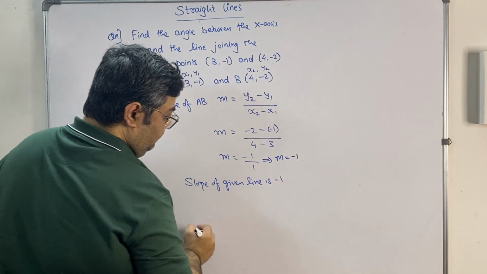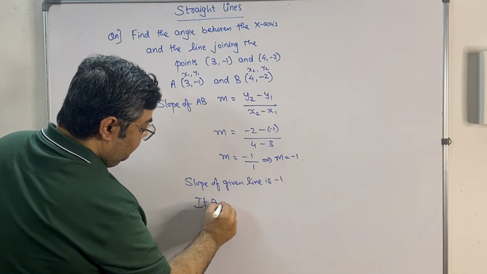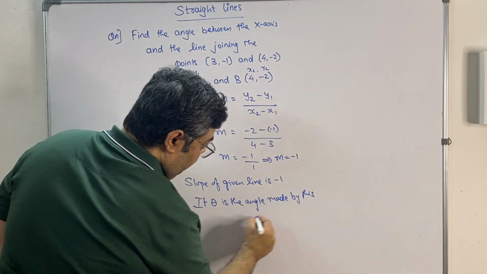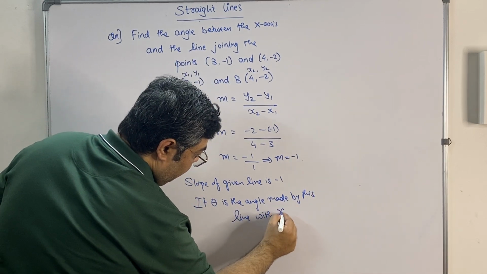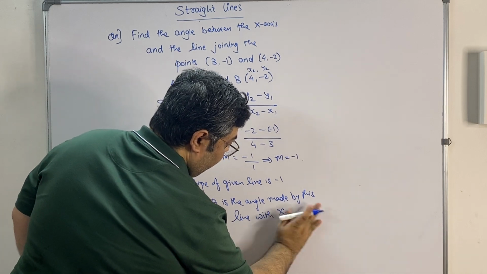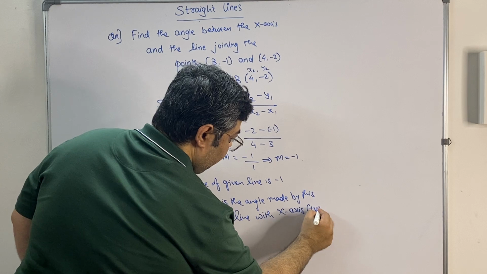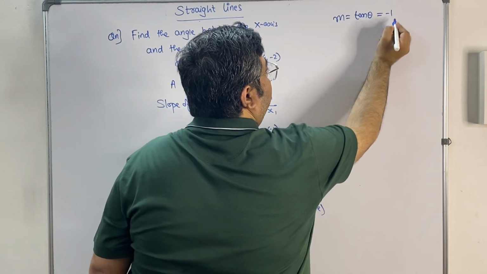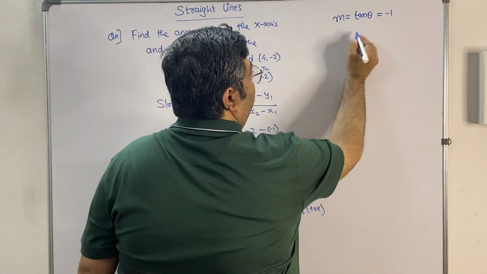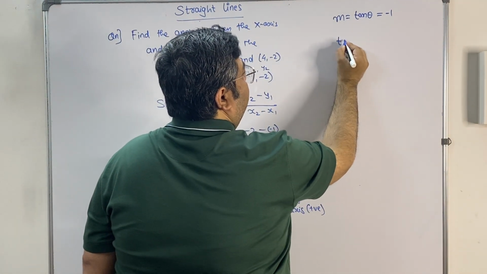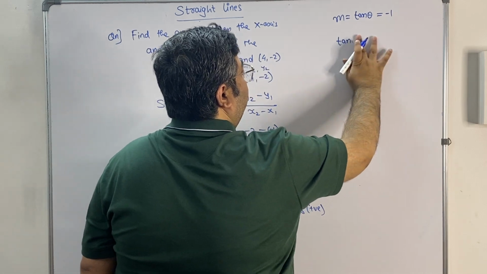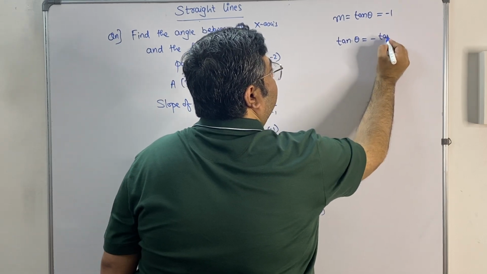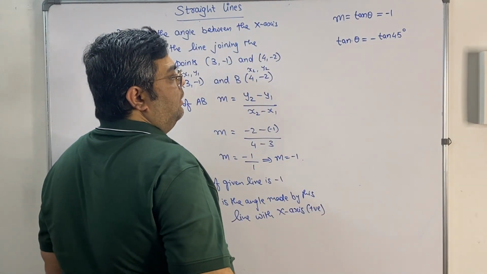Now, if theta is the angle made by this line with the positive x-axis, then m is tan theta and that is minus 1. Tan theta is minus 1. Look, if you want to calculate this, you can see tan theta is minus, now what is 1? Tan 45. Okay, minus of tan 45.